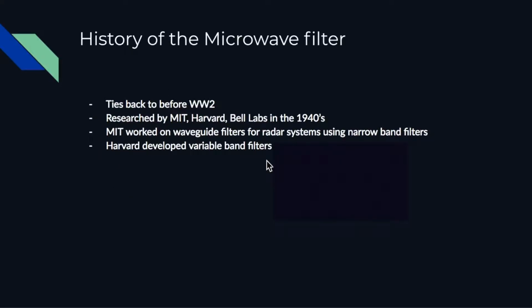Microwave filters were first researched prior to and during World War II due to the influx of radar systems being used. Notable research was conducted at big laboratories such as MIT, Harvard, and Bell Labs in the 1940s. The work at MIT produced narrow band waveguide filters that were used for radar systems, and the work at Harvard produced variable waveguide filters. This research paved the way for future discoveries in the field of electromagnetics.